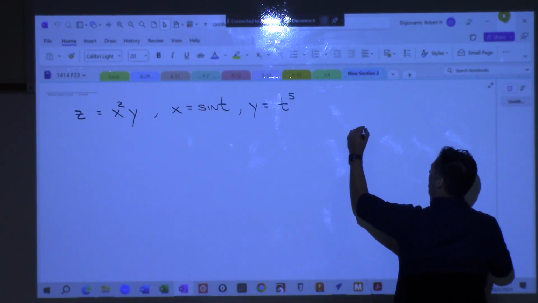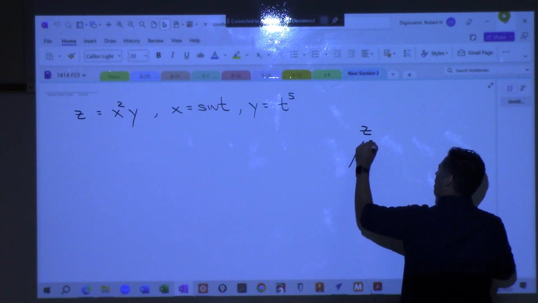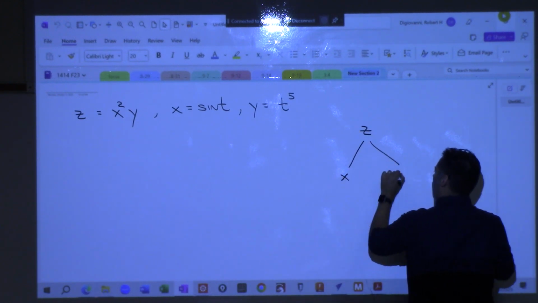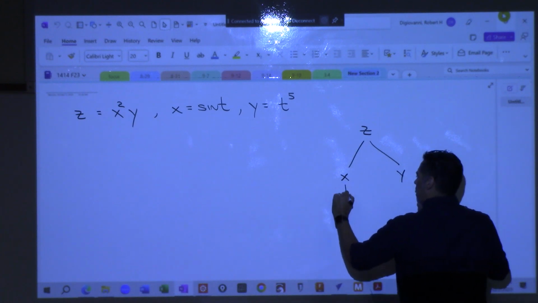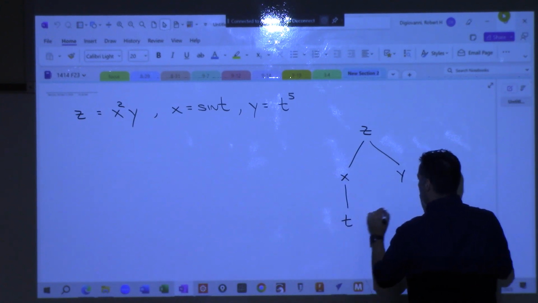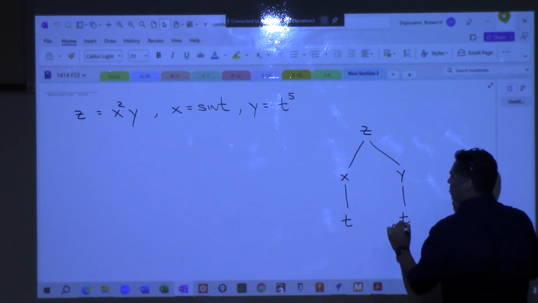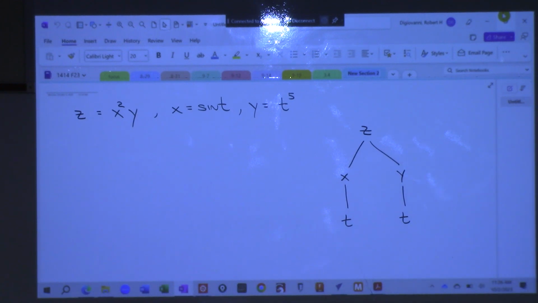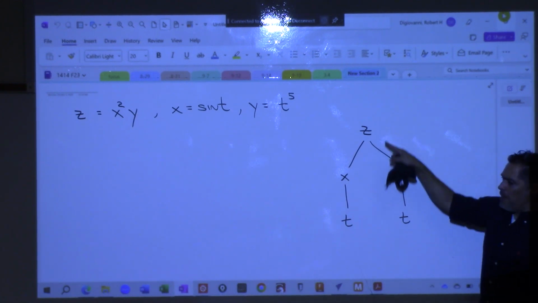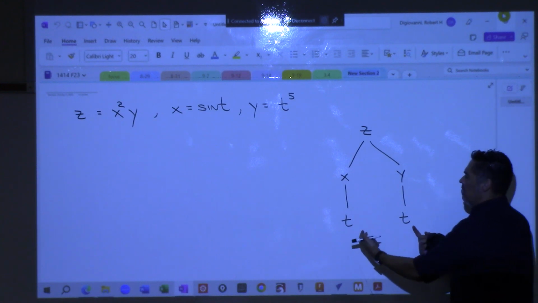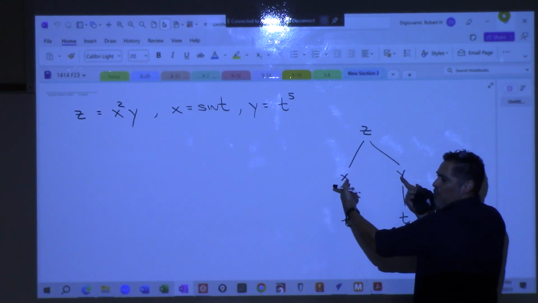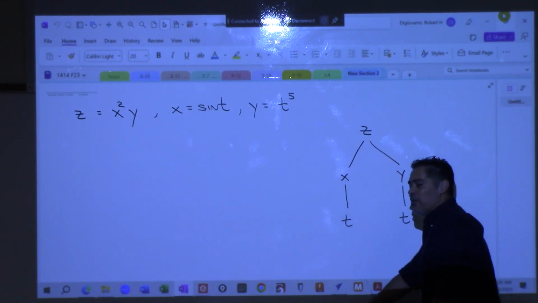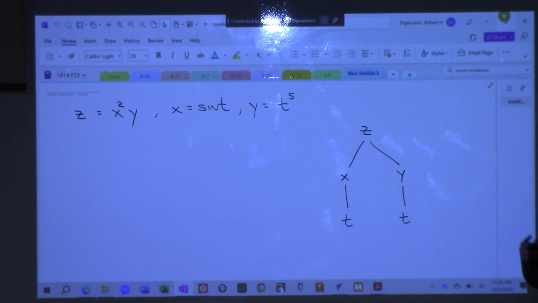Here's what this picture looks like. Z depends on x and y. But x depends on t, and y depends on t. And so ultimately, z depends on t. You give me t, then t will come in and give you the x and y, which will give you the z. So what derivative is possible for me to ask you? Are there more than one? Is there only one? What is it?